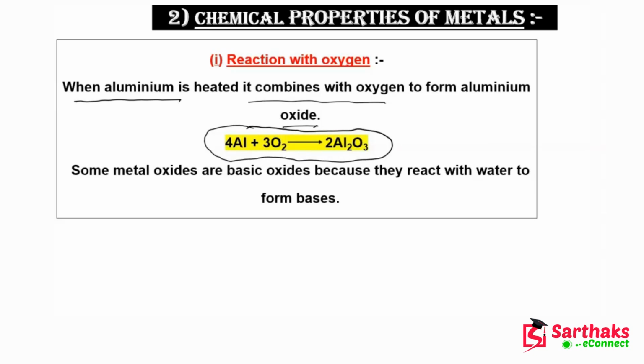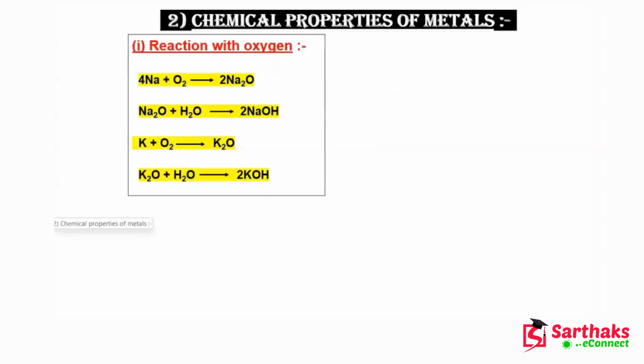You can see aluminium is reacting with oxygen and aluminium oxide is formed. Now, the same thing which we have seen, that some metal oxides are basic oxides because they react with water to form bases. Here some of the reactions are given.